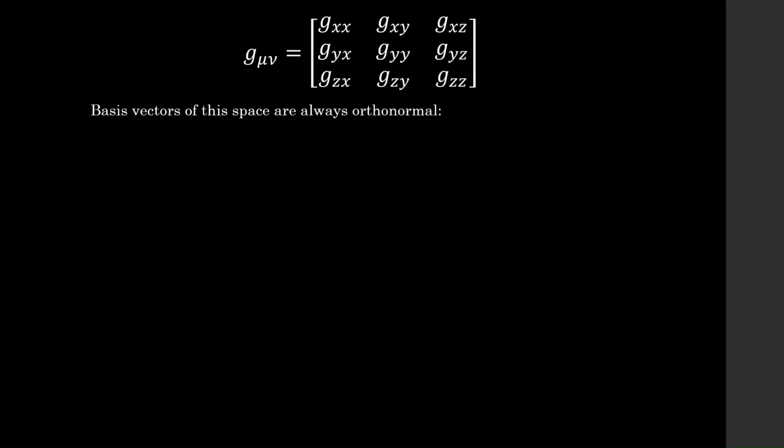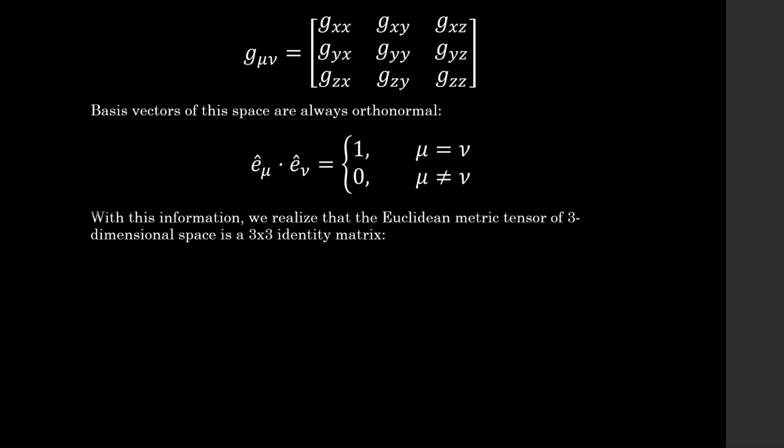Basis vectors of the space are always orthonormal. So if we have the dot product of basis vectors e sub mu and e sub nu, we get 1 if mu is equal to nu and 0 otherwise. This should start looking a bit familiar. With this information, we realize that the Euclidean metric tensor of three-dimensional space is a 3x3 identity matrix. So we have 1s in the diagonal and 0 elsewhere.